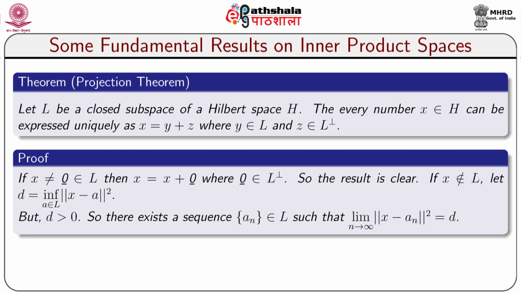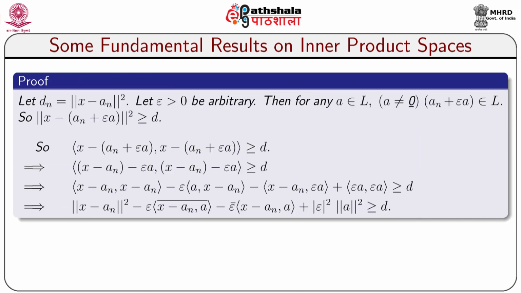So, there exists a sequence of elements a n taken from L such that the limit as n tends to infinity of norm of x minus a n whole square is equal to D. Let D n be equal to norm of x minus a n whole square. Let epsilon greater than 0 be arbitrary. Then for any a belonging to capital L, where a is not equal to 0, a n plus epsilon a belongs to capital L, because L is a subspace.